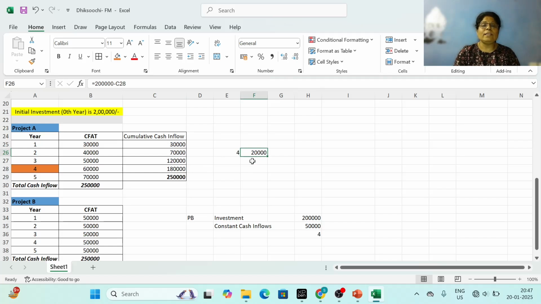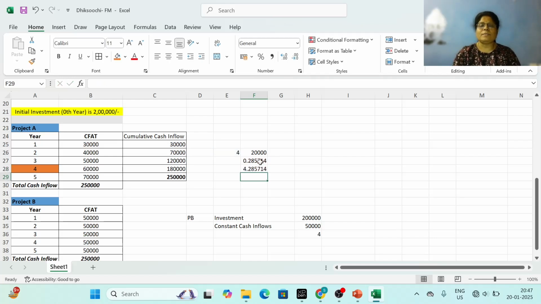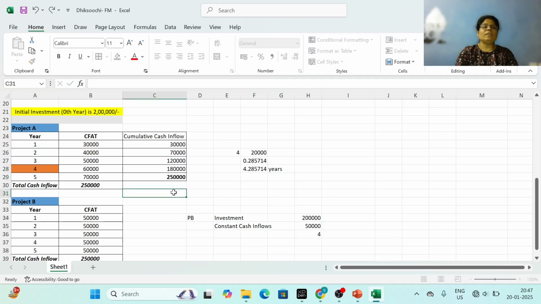So how do you calculate this 20,000? This 20,000 divided by the next year, how much is it generating? 70,000 it is generating. So it is not taking the whole 1 year of time to collect 20,000. What do you do then? 20,000 divided by the fifth year's cash flow after tax. That is 0.2857. Your payback period will be 4 years plus it took another 0.285 times. That is 4.28 years is the payback period for the project A.